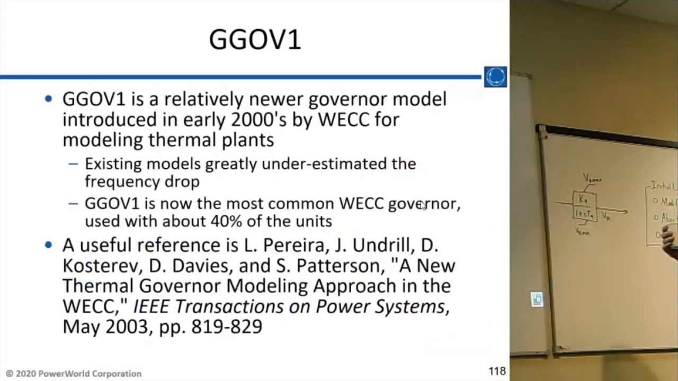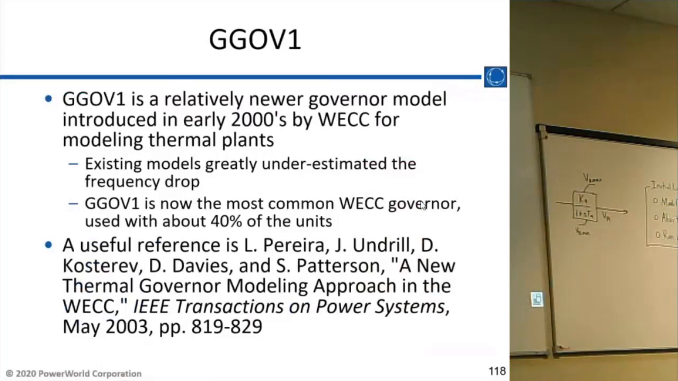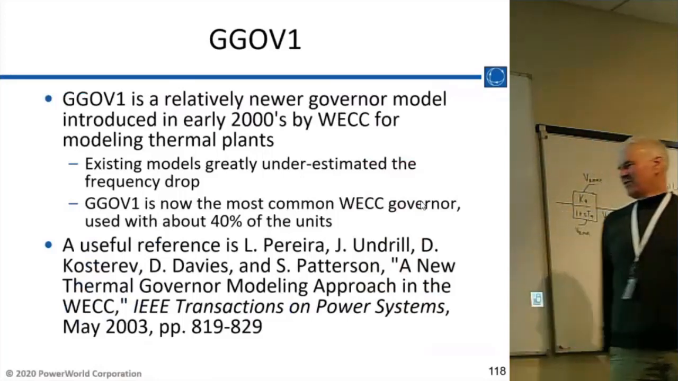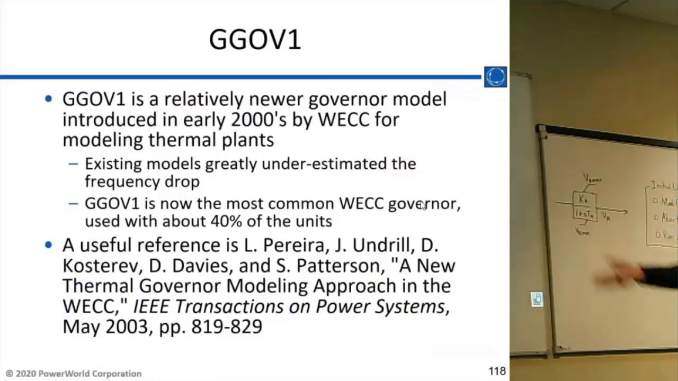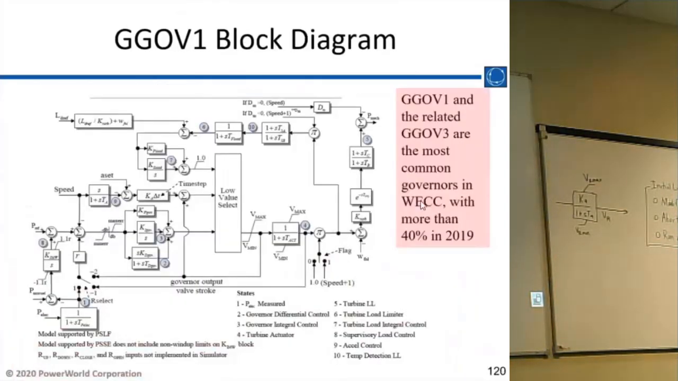Since we have one of the masters on the development of this, I'm not going to say much about the GGOV1. I'll let Dmitri and John talk about it, so I can just zip through it really fast. They've got a paper from 2003, so it's relatively new, but it's been around close to 20 years. The reason for looking at the images from the paper was that some of the governors were working well and some of them were not matching the actual response, so they decided to create a new one.